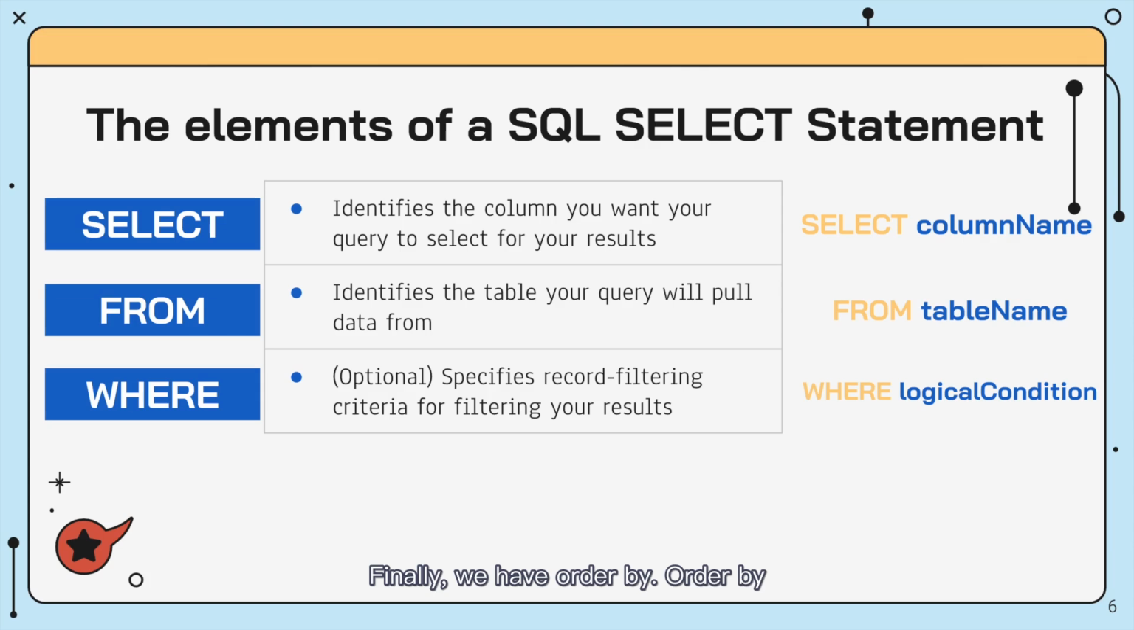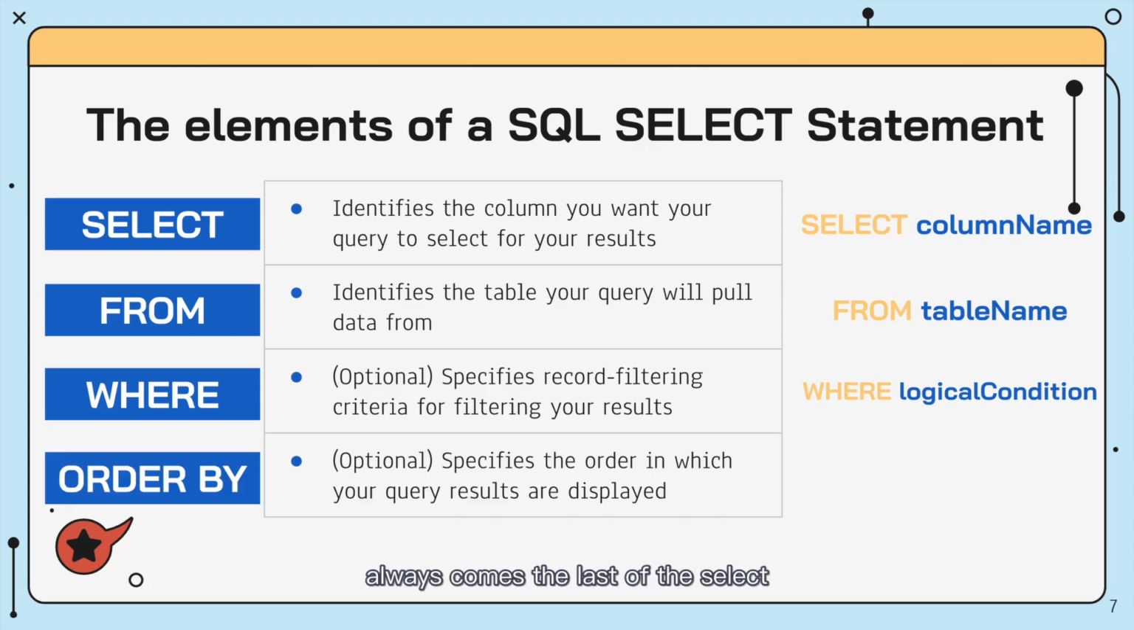Finally, we have order by. Order by always comes last in the select statement, and order by is how we sort our records. The syntax looks like this: order by some column name. Let's take a look at the examples.